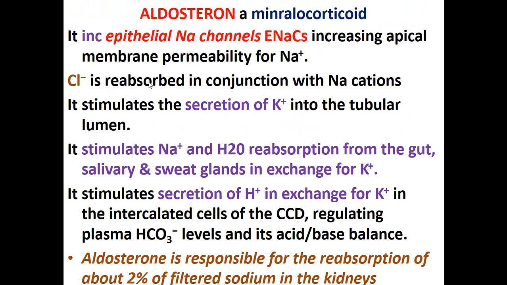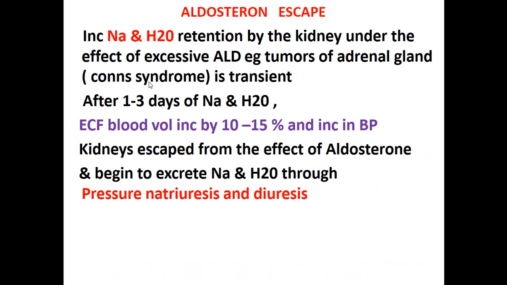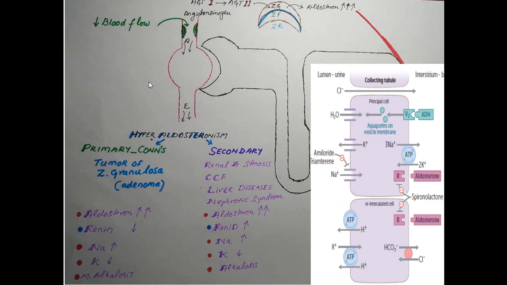Now, how is this aldosterone going to have its effect? I am going to show you a diagram. Here is a diagram. This diagram is made for some other purpose, but here concentrate on this part. Here you have the collecting ducts. This is the interstitium. Here you have the lumen, where the urine is coming out.